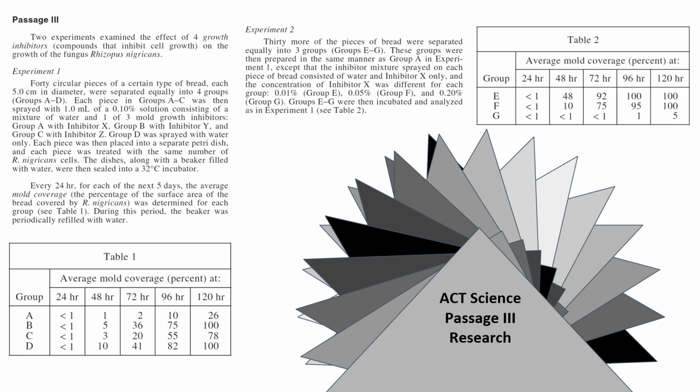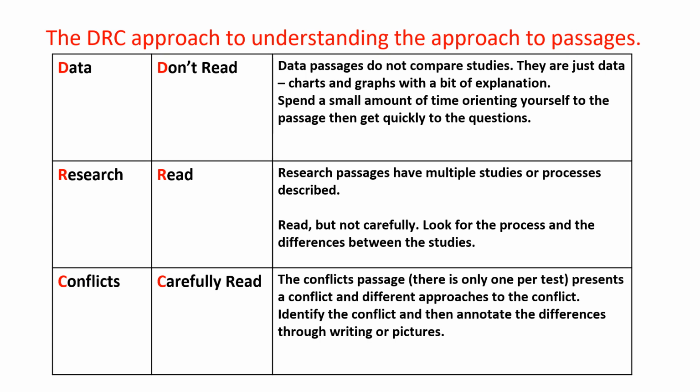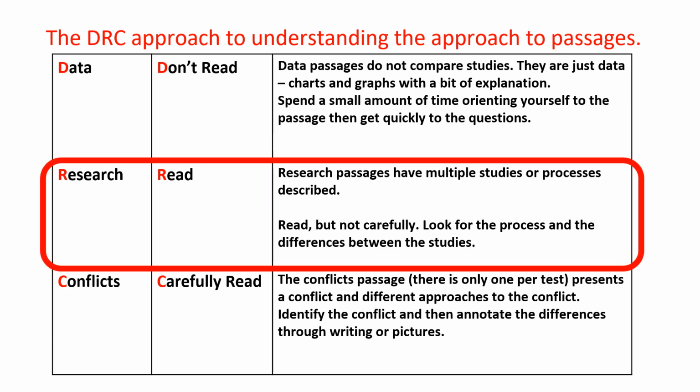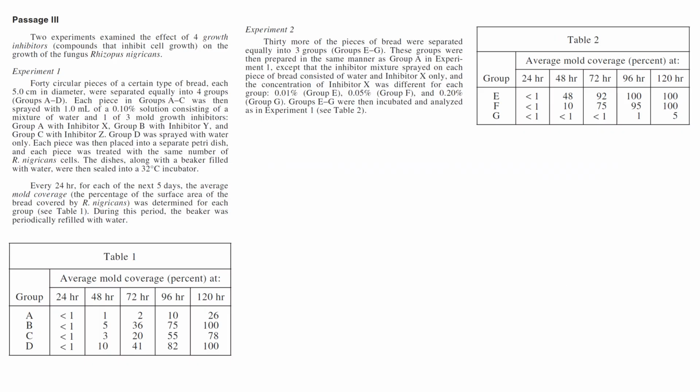This is ACT Science, Passage 3. This is a research passage. Our DRC approach, R stands for research, which means read, not carefully, but look at the processes and differences between the studies. I'm going to do a quick skim to orient myself to the passage and understand the process and differences between the studies.